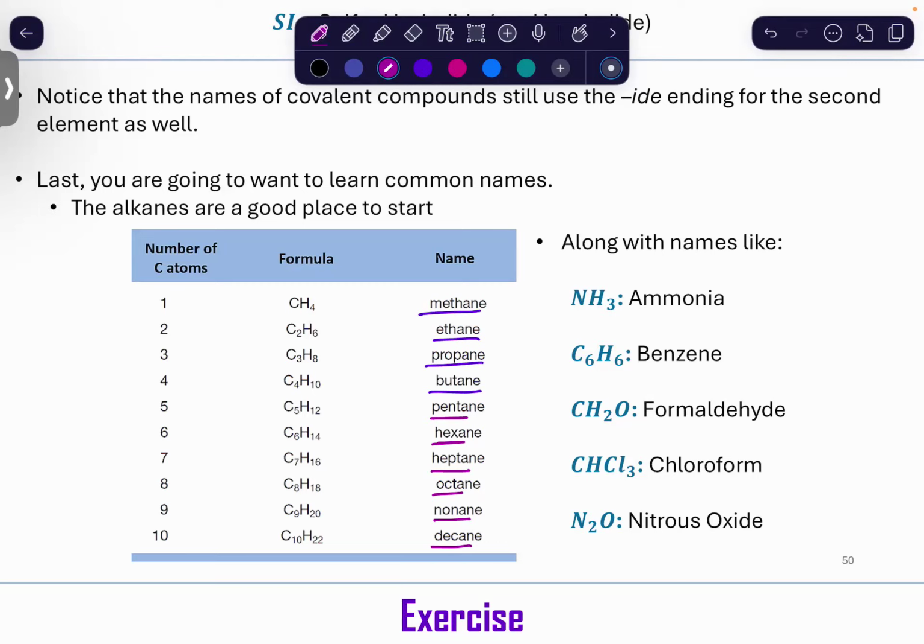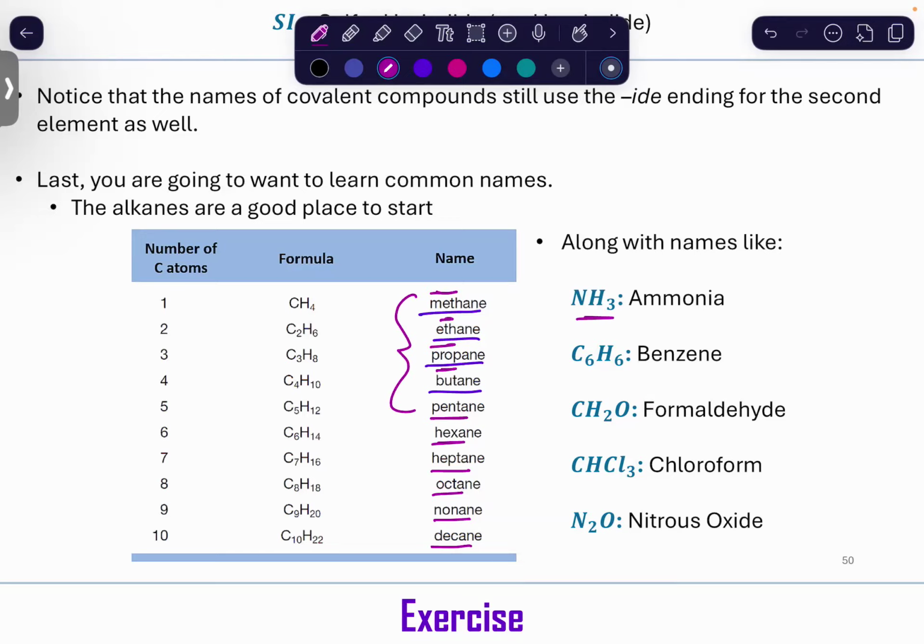But your meth, eth, prop, and but, those don't really follow the prefixes you've been getting used to. So I would really focus on learning these first 4. Make sure you know your methane, ethane, propane, butane is 1, 2, 3, 4 carbons sequentially, along with names you might find for other compounds.